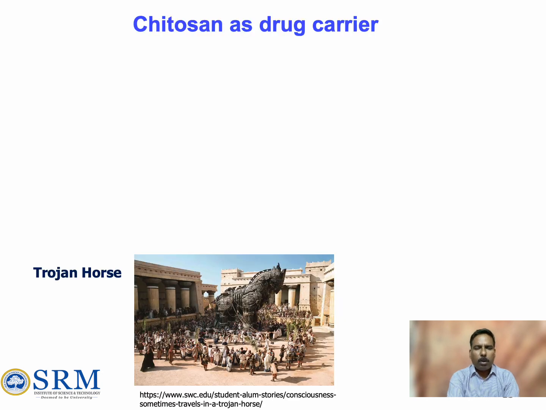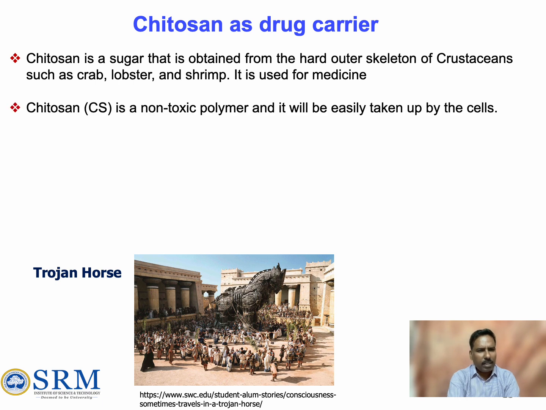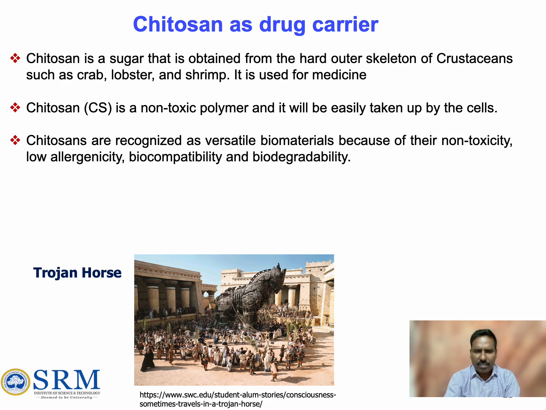Even if the molecule has poor water solubility, we can use chitosan as a drug carrier. Chitosan is a sugar obtained from the hard outer skeleton of crustaceans such as crabs, lobsters, and shrimp. It can be used for making medicine. Chitosan is a non-toxic polymer and is easily taken up by cancer cells or any cells for that matter. Chitosans are recognized as versatile biomaterials because of their non-toxicity, low allergenicity, biocompatibility, and biodegradability.